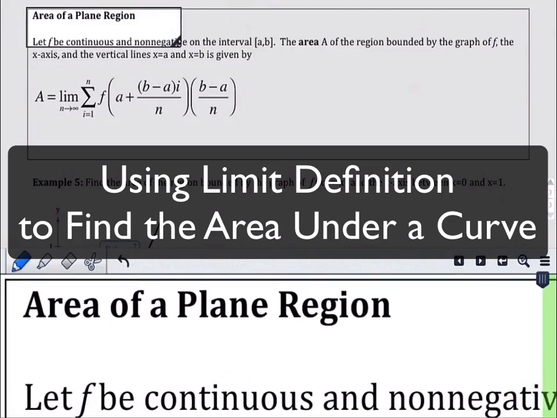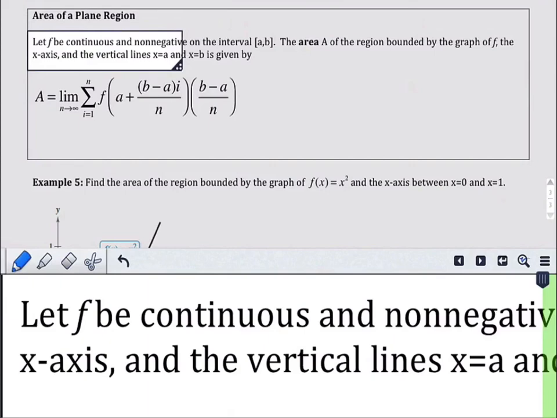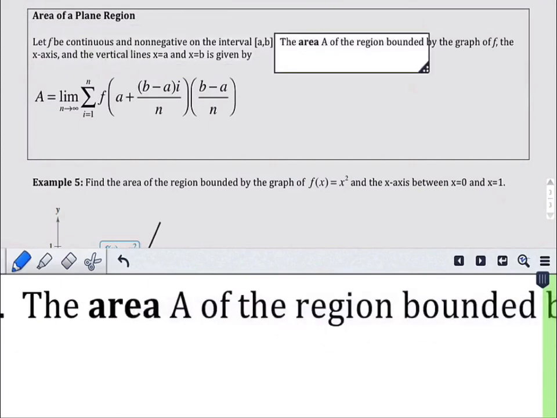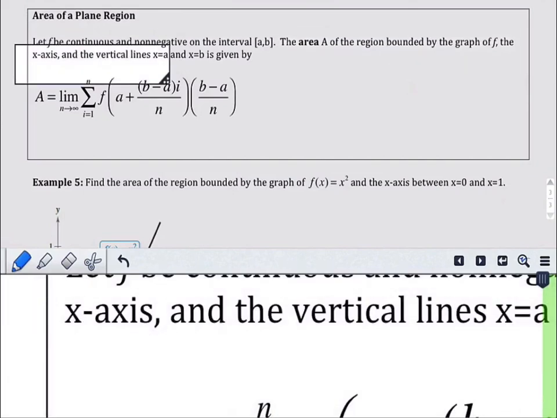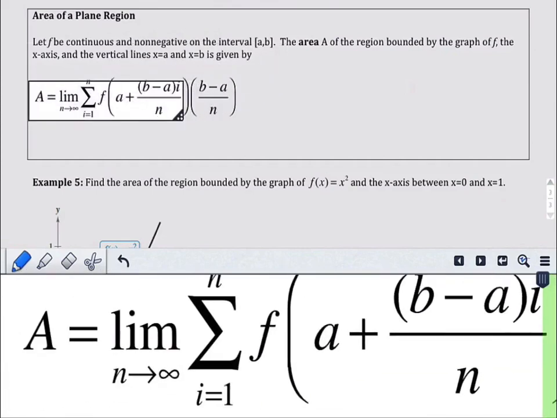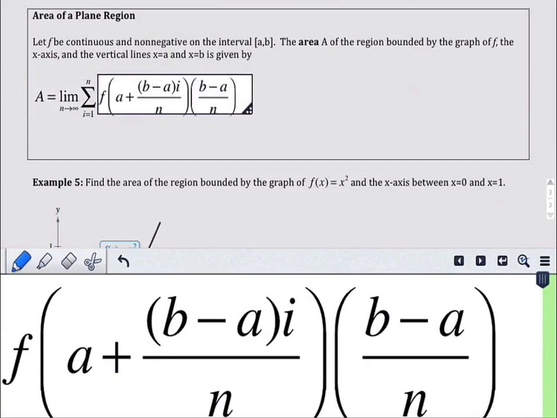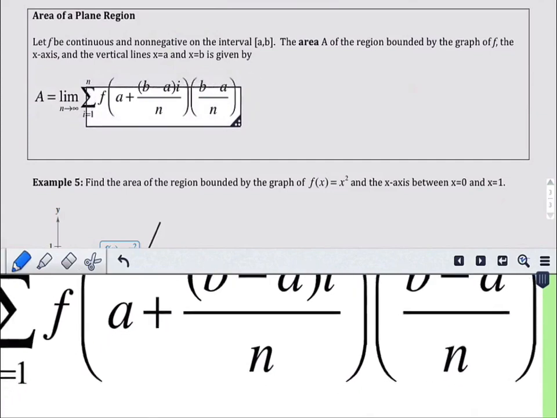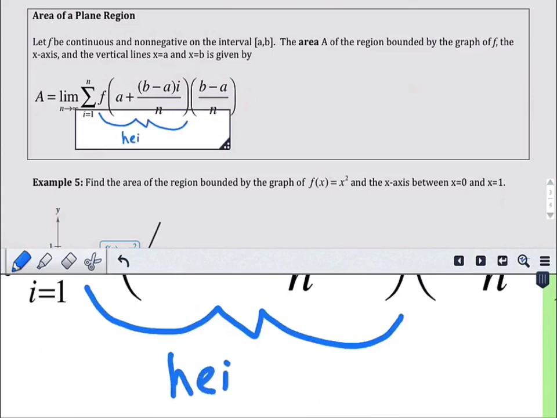So next we're going to talk about using the limit definition to find the area under a curve. In this case, we want to find the exact area under the curve. So it says let f be continuous and non-negative on your interval a to b. Then the area A of the region bounded by the graph of f, the x-axis, and the vertical lines x equals a and x equals b is given by A equals the limit as n approaches infinity of the sum where i goes from 1 to n of f of a plus (b minus a)i over n times (b minus a) over n. And what we have here, when you analyze this, is the height of your rectangle.